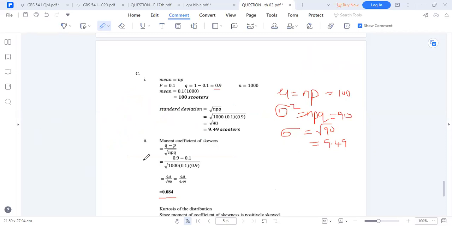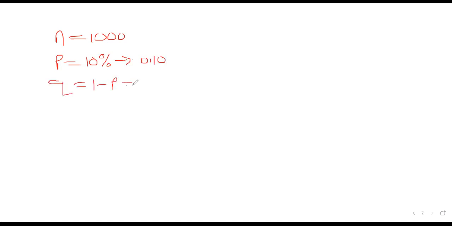So to start with, I was saying that if you're given, for instance, n is 1000, and you're given your percentage as 10%. In decimal, this is the same as what? 0.10. You can use this to find your Q. Your Q is simply 1 minus P. So 10% from 100 is 90%, which is 0.9. This one is okay? How to find the Q altogether? If P is 10%, Q is 90%.